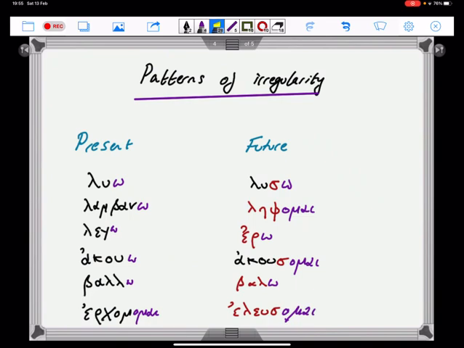So one thing that's happened is lambano and akousomai have become middle in the future. There is a change in voice with some verbs between present and future. Liquid verbs like ballo will not have a sigma. So as strategies, you have a change of voice, stem change.